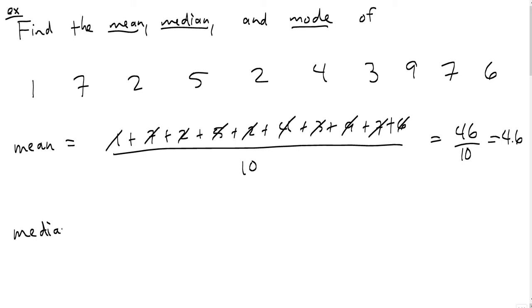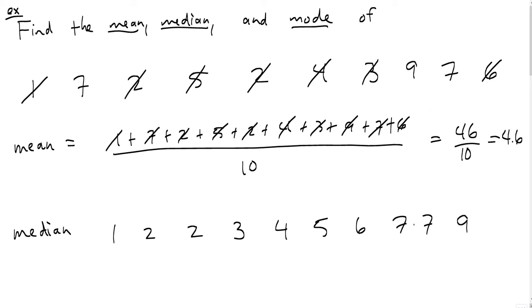The median is found by putting the numbers in order from start to finish. So we got 1 is the smallest one, and then we have a 2, and we have another 2, and that's it for 2s, and then we have a 3, and then we have a 4, and then we have a 5, and a 6, and two sevens and a 9. 1, 2, 3, 4, 5, 6, 7, 8, 9, 10. Good. And what we do is we take the very middle, right? So there's 5 numbers here and 5 numbers here. You take the very middle.